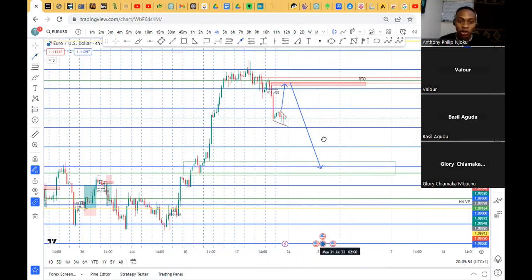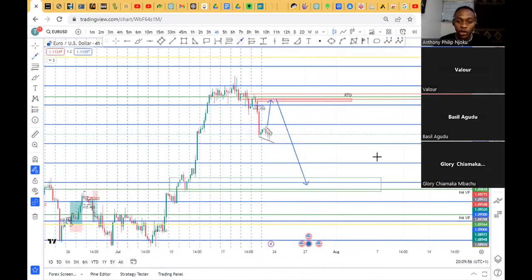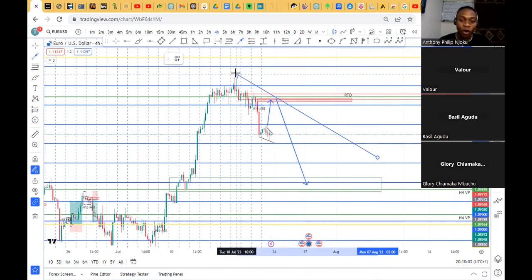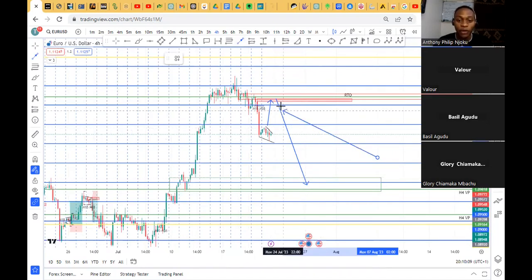But on second thought, we could see Euro against the dollar go up here, take out these highs before dropping. But we'll be confirming our entry. My bias is the sell setup. I'm looking for this sell setup.